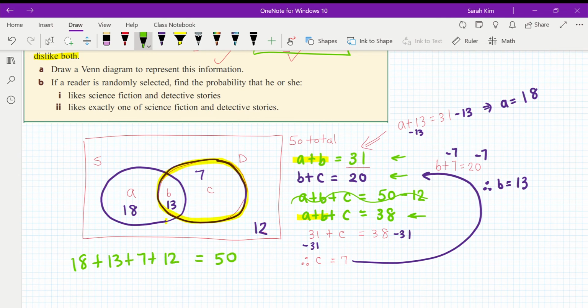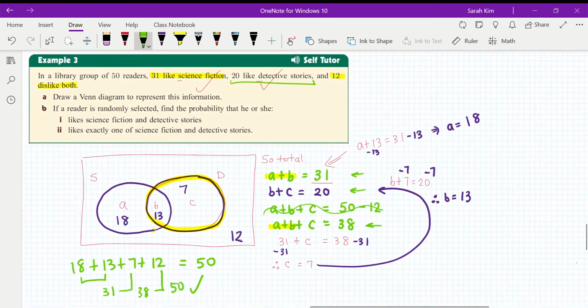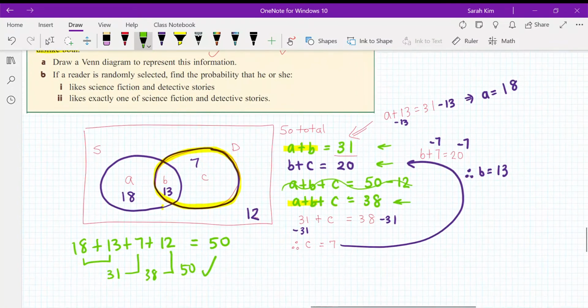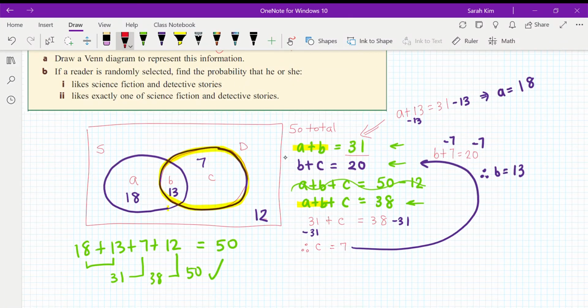Let's double check it. If I add these together, that's 31. If I add these together, it's 38. Add these together, it's 50. So there we go. Now I know that the Venn diagram is correct. I should be able to go to part B. Alright, let's have a look at part B.